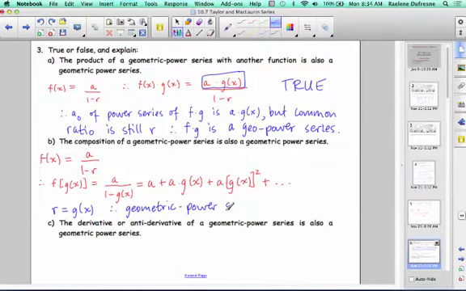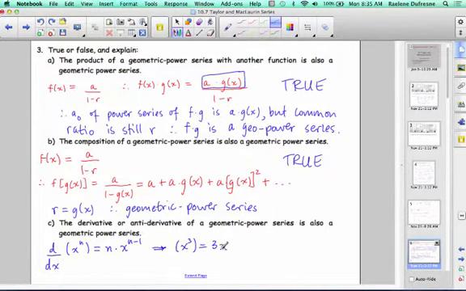And so this one is true. In part C, it says that the derivative or antiderivative of a geometric power series is also a geometric power series. Well, keeping in mind that the derivative of x to the n is equal to n times x to the n minus 1, this tells us that the derivative of x cubed is going to equal 3 times x squared, and the derivative of x to the 4, for example, is 4 times x cubed.